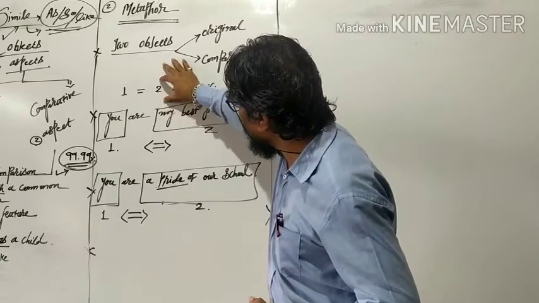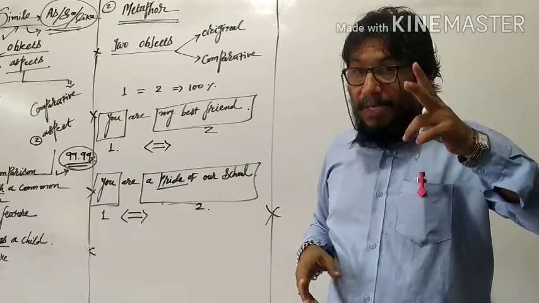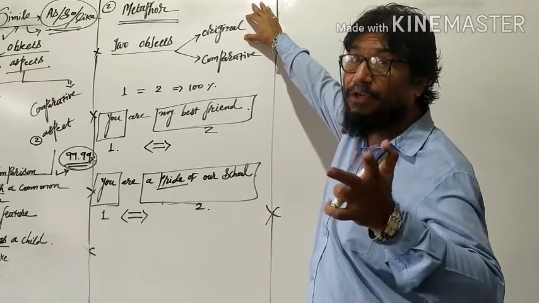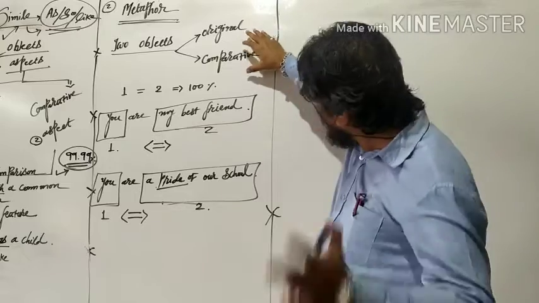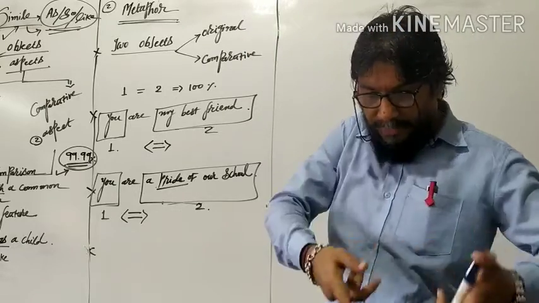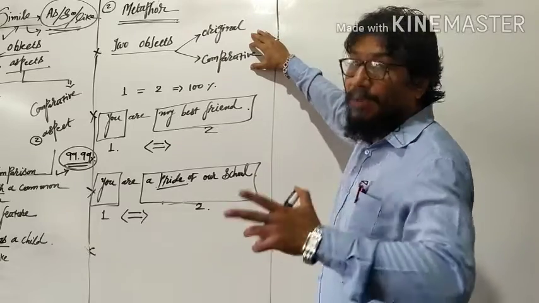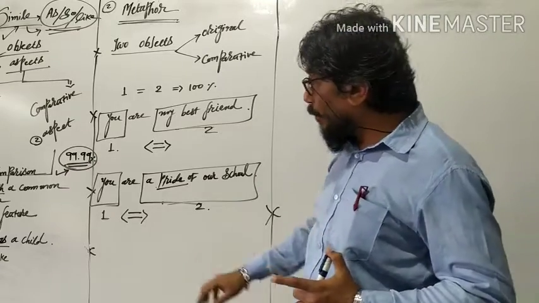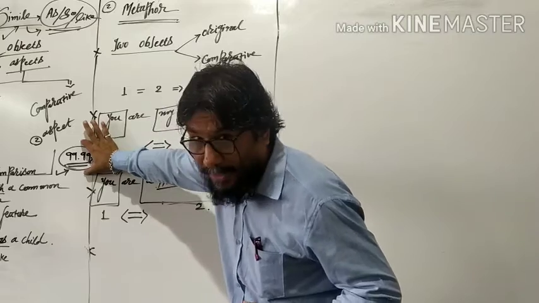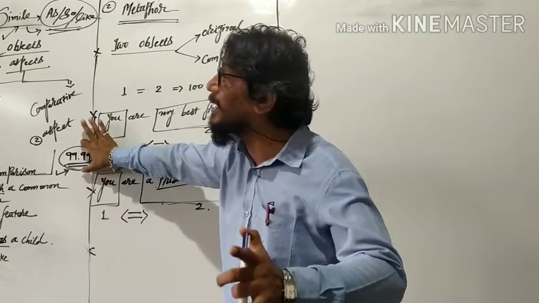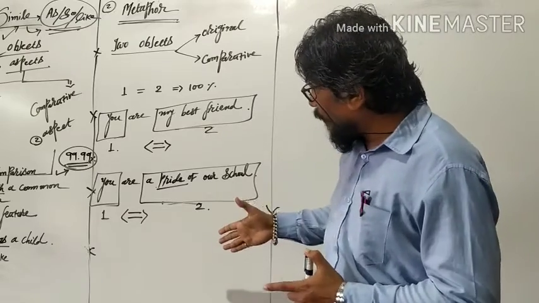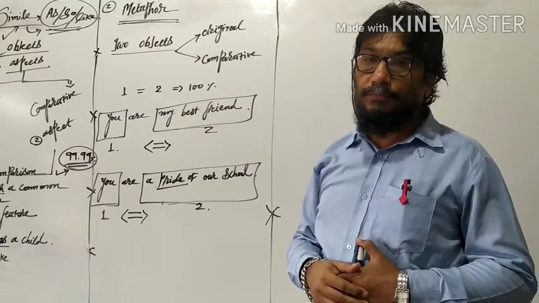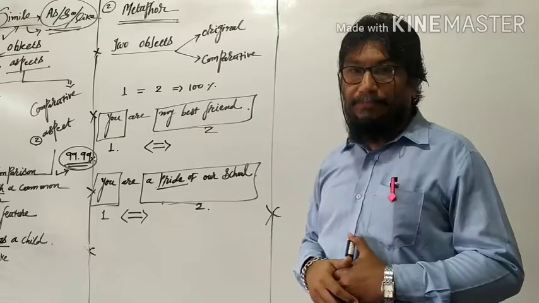Reverse one, 2 is equal to 1. It means 1 is equal to 2 means original aspect or object is equal to, 100%, the comparative aspect. Or reverse one, 100% similarity would be there between the comparative aspect and the original aspect. Here I have told you that the comparison or equality would be up to 99.99 in simile. Here what I have told you, it is 1 is equal to 2, 2 is equal to 1.